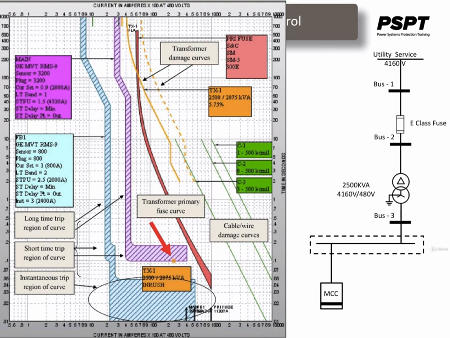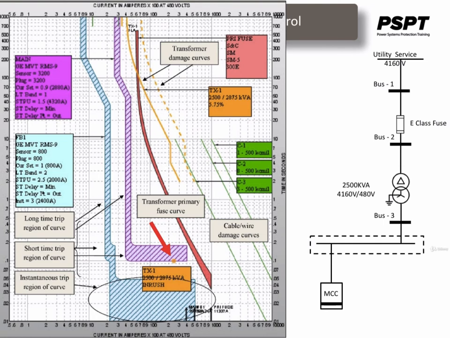The transformer inrush current is also plotted as a single point on the TCC diagram. Again, as part of the initial design, the transformer inrush current must be to the left of the transformer primary fuse curve, otherwise the fuse will open when the transformer is initially energized.